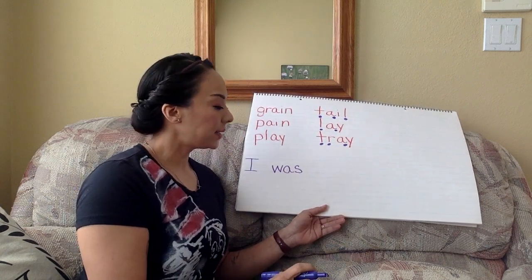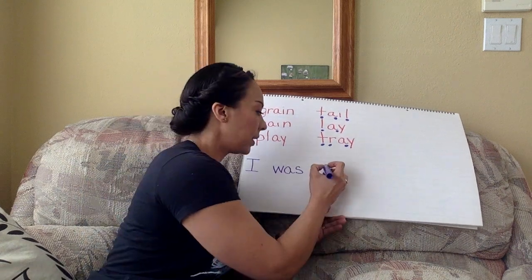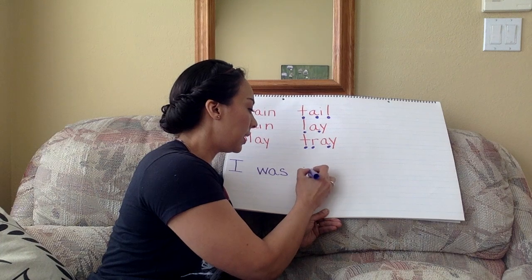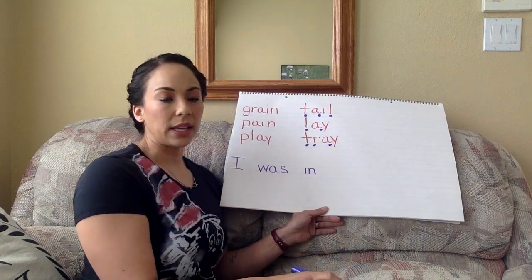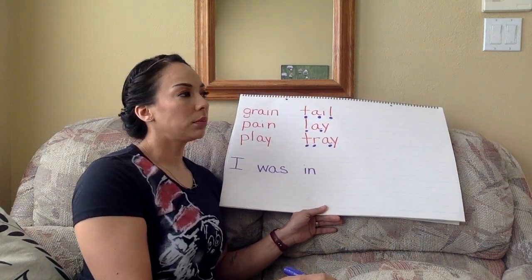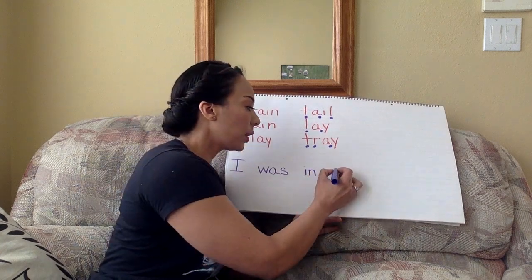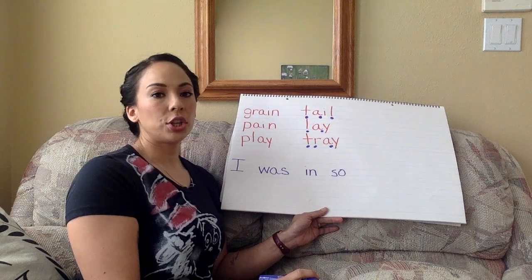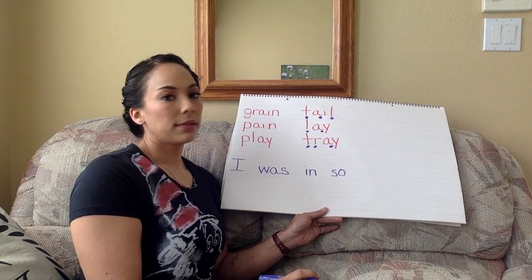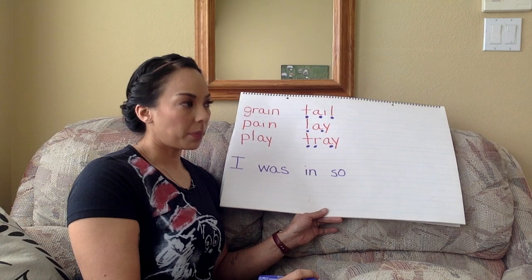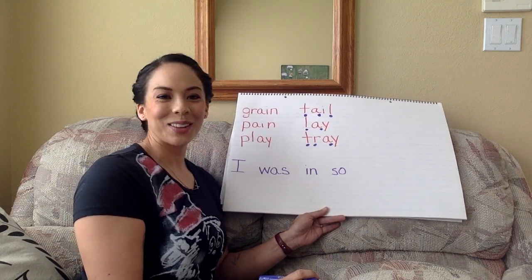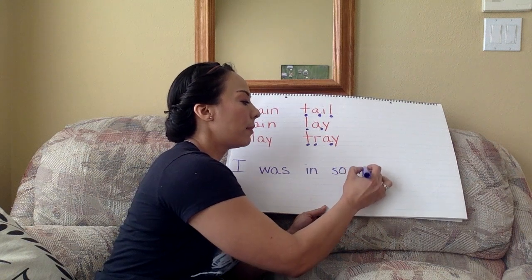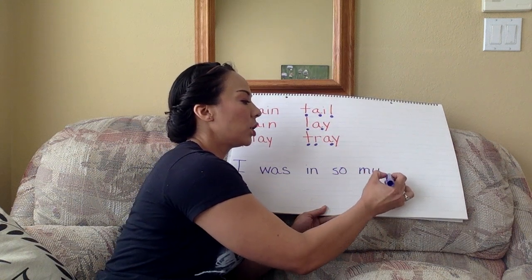I was in, that's an easy one. That one is spelled the way it sounds. In. I was in so. That's a popcorn word. Much. That's a popcorn word as well, but it's spelled the way it sounds, so you can sound it out. Much.